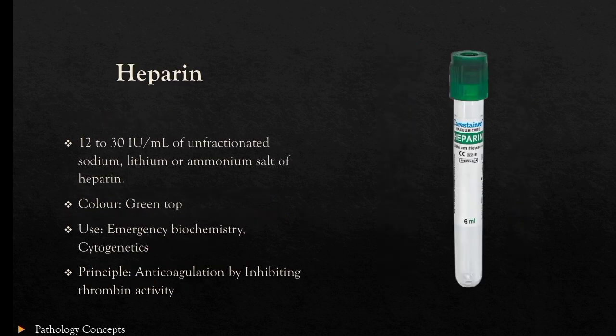Third is heparin. 12 to 30 international units per ml of the unfractionated sodium, lithium or ammonium salt of heparin is available in the heparin vacutainer. The color is green top. It acts by inhibiting thrombin activity, and it is used in emergency biochemistry and cytogenetics.